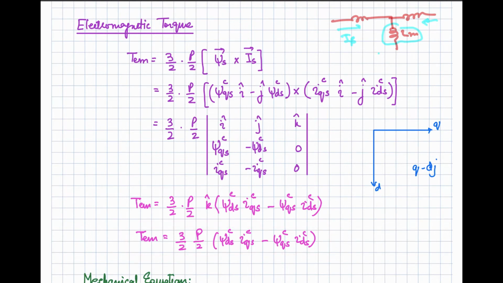Right? So torque basically depends upon how much flux of the rotor is linked with the stator and how much flux of the stator is linked with the rotor. If you know that information, you can also write some other expressions of the torque as well.